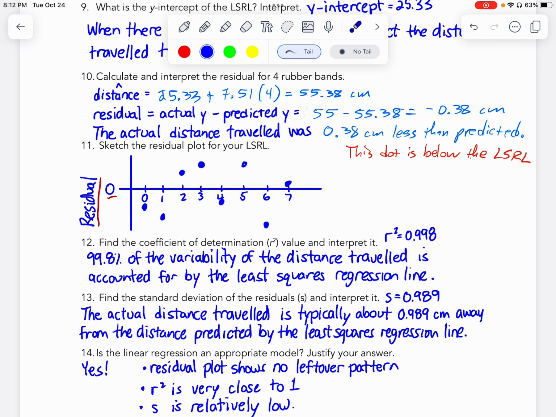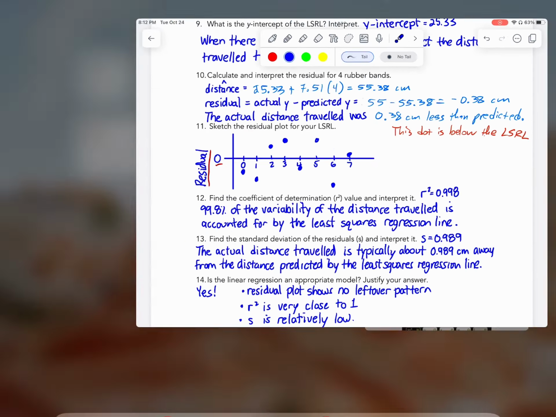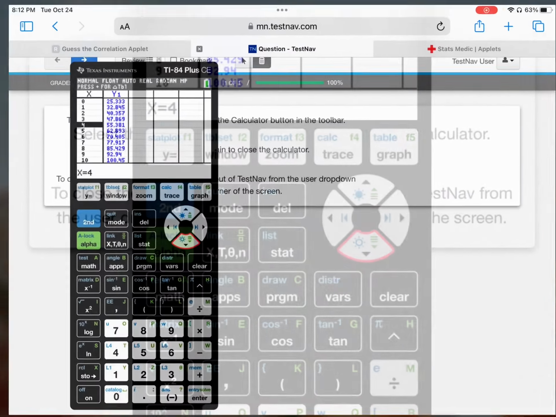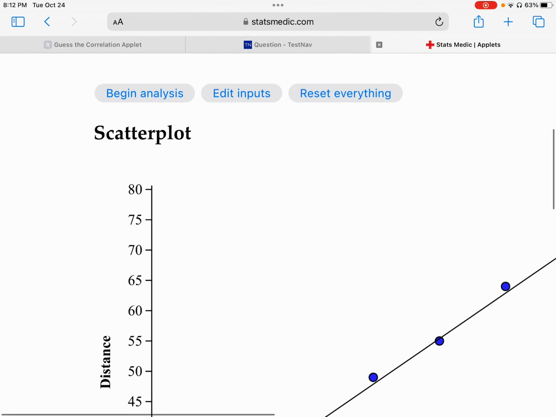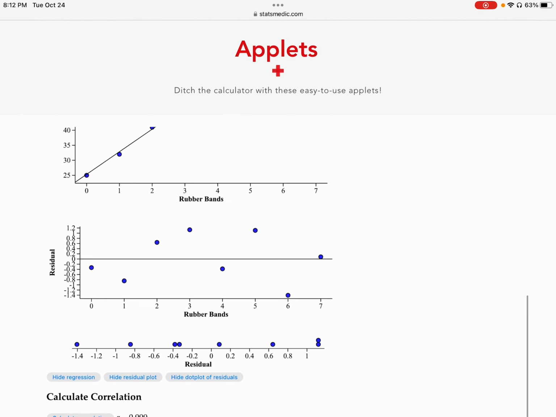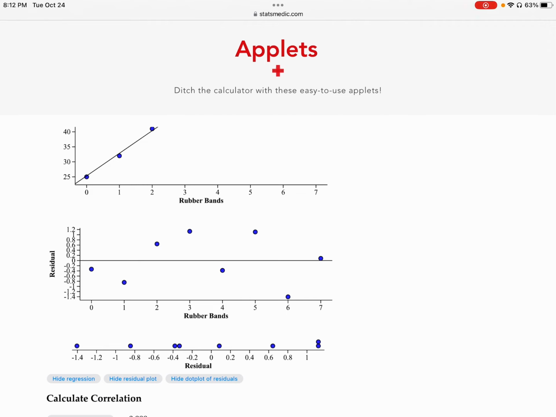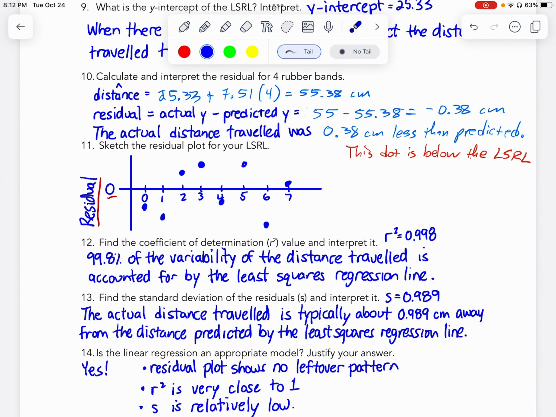Sketch the residual plot for number 11. This is something you're going to do on the applet, not on the TI-84. This is not something I would have you do sketching on a test, okay? So to get the residual plot, it's the second one down right there. You can either screenshot that and put that in, or just take your time and put those 8 dots as a sketch, okay? And I've already done that right here.